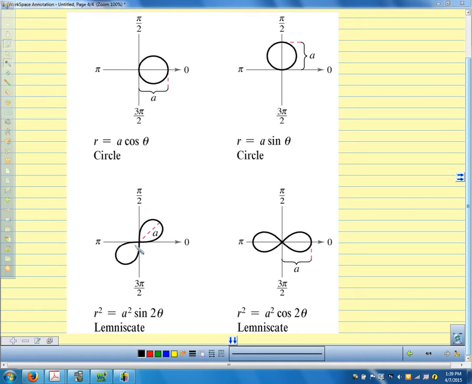Lemniscates. These figure 8 shapes are called lemniscates. They're the only ones where we have an r squared. So I have an r squared and a sine 2 theta, and an r squared and cosine 2 theta. Those graphs are lemniscates. And notice that this one has polar axis symmetry and origin symmetry. This one only has origin symmetry. So when you have r squared equals sine 2 theta or r squared equals cosine 2 theta, you have a lemniscate.